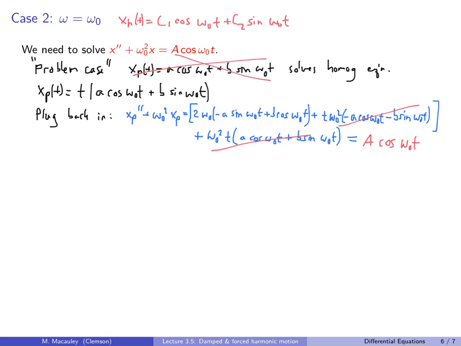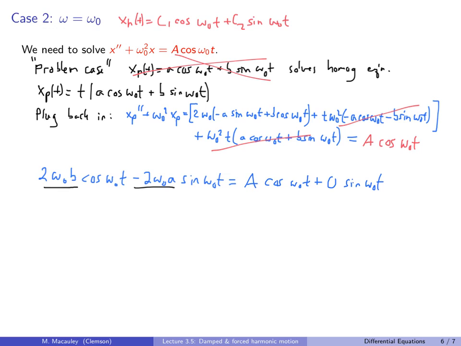So in other words, let's write it out like this. So we have 2 omega naught b cosine of omega naught t minus 2 omega naught a sine of omega naught t. This is simply this thing down here. So that's this number of cosines plus that number of sines, and we have to set that equal to this thing, which is a cosine of omega naught t plus 0 sine of omega naught t. So we have to set this equal to a and this equal to 0.